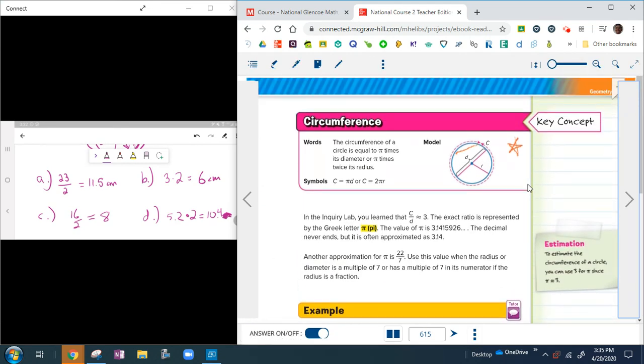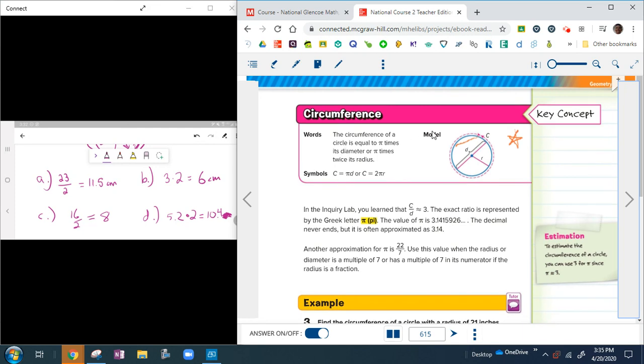Okay, here we have circumference, and you know that circumference is the distance around the outside of a circle. It's like the perimeter. It's a special name for the perimeter of a circle. Now, it's hard to measure that outside, especially with a ruler, something that doesn't bend. So what we can do is find the circumference using a formula where all you have to know is the diameter or the radius, and you can plug those numbers into the formula and get your answer.